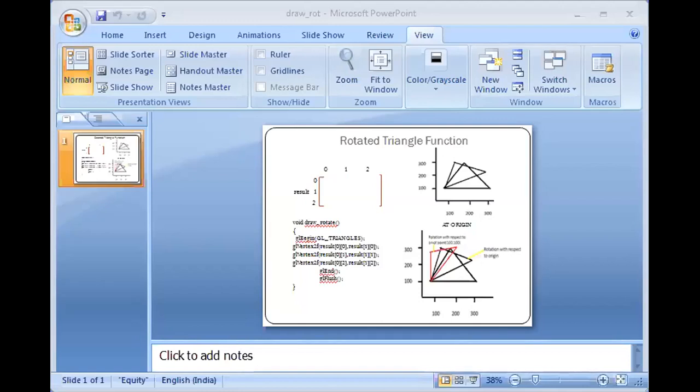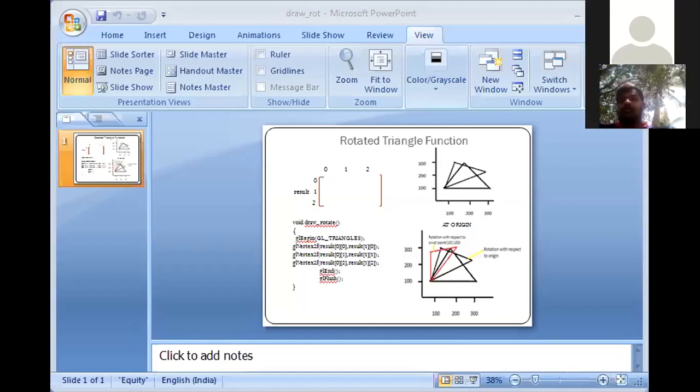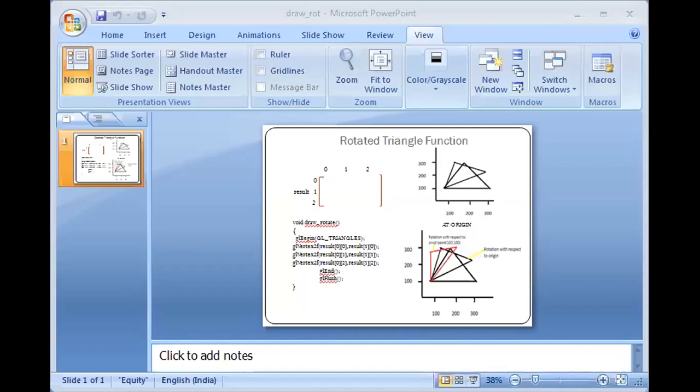Rotation, in the sense, you need an angle to rotate. So before that, please mute your sounds and also cancel your video. Okay, so now coming to the triangle.